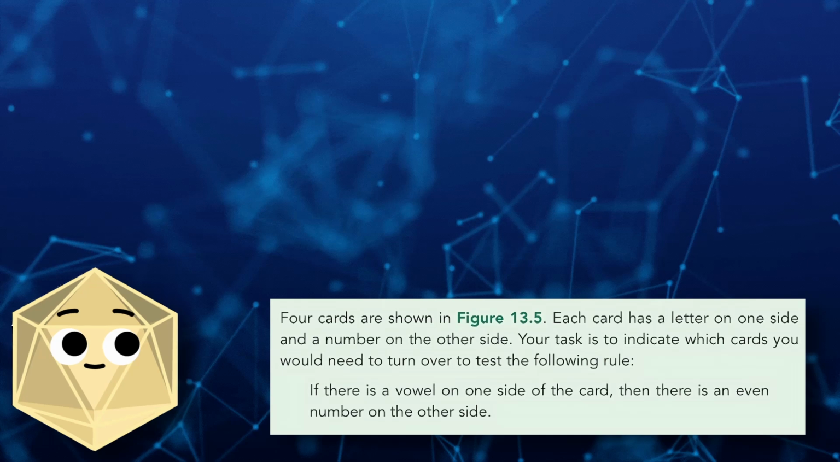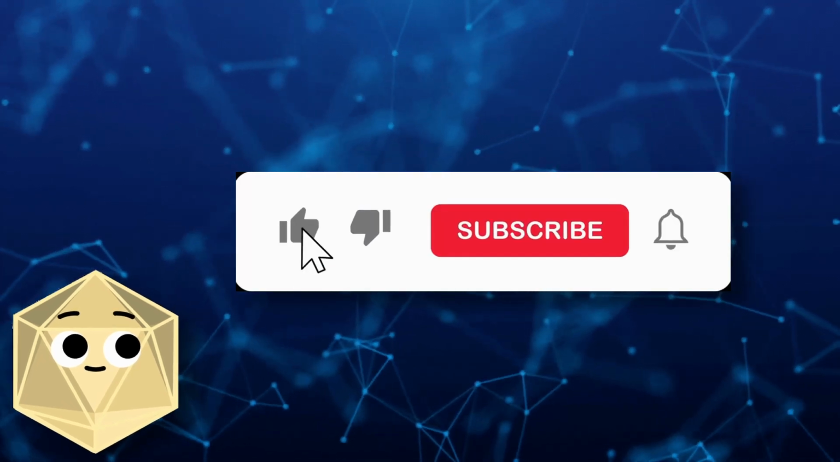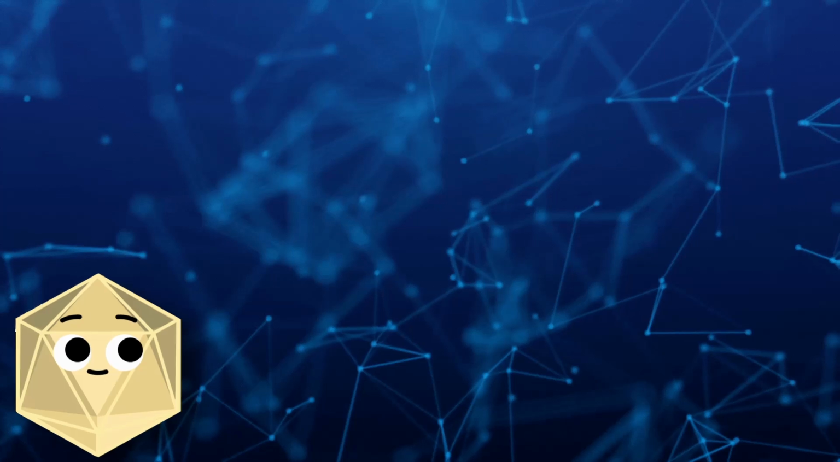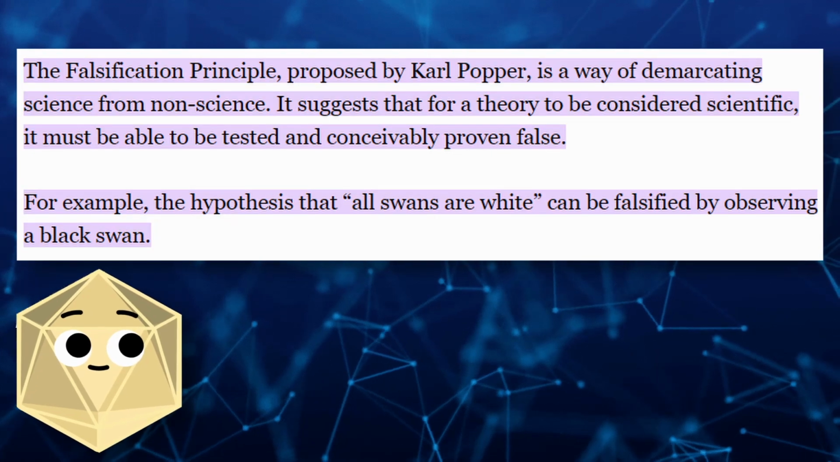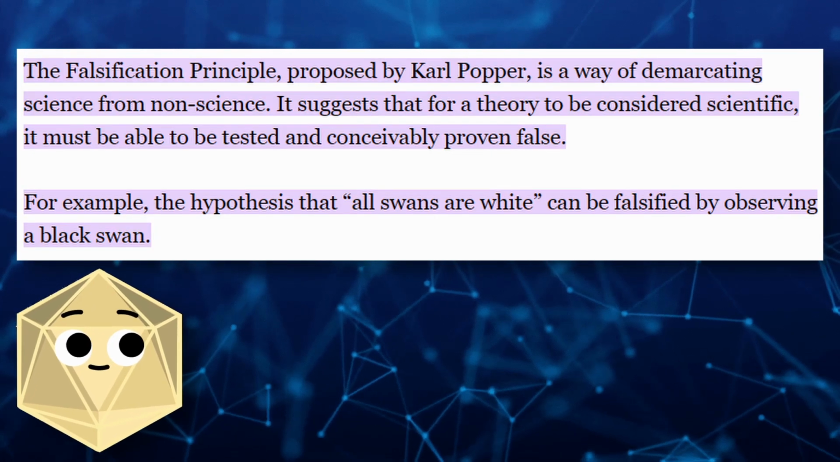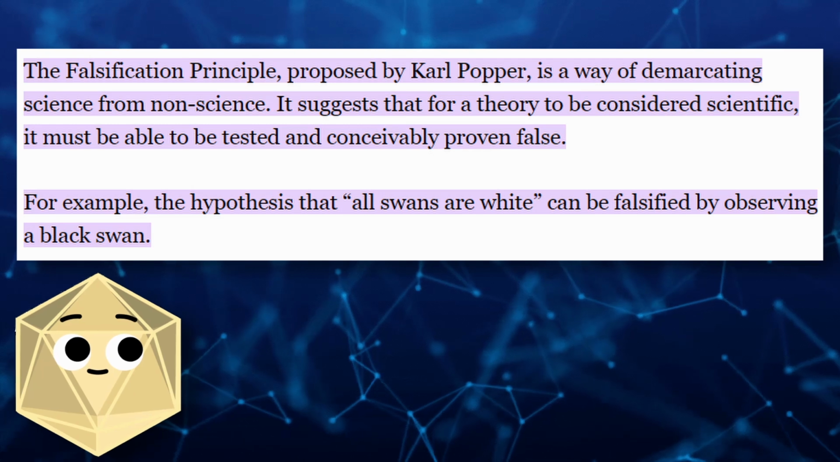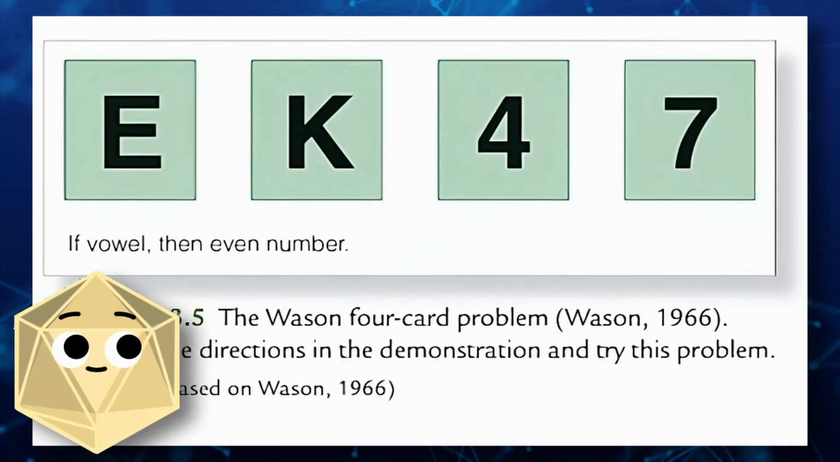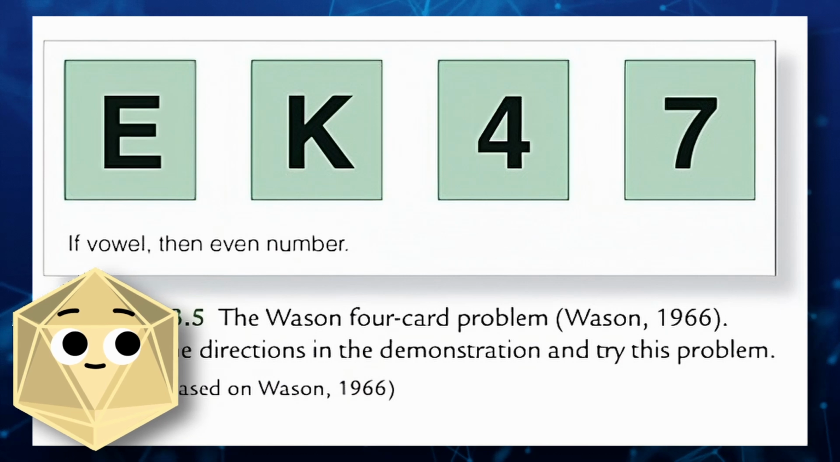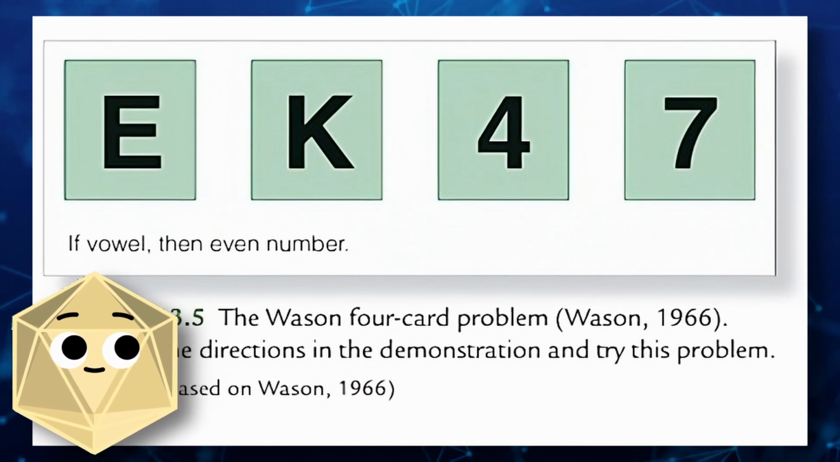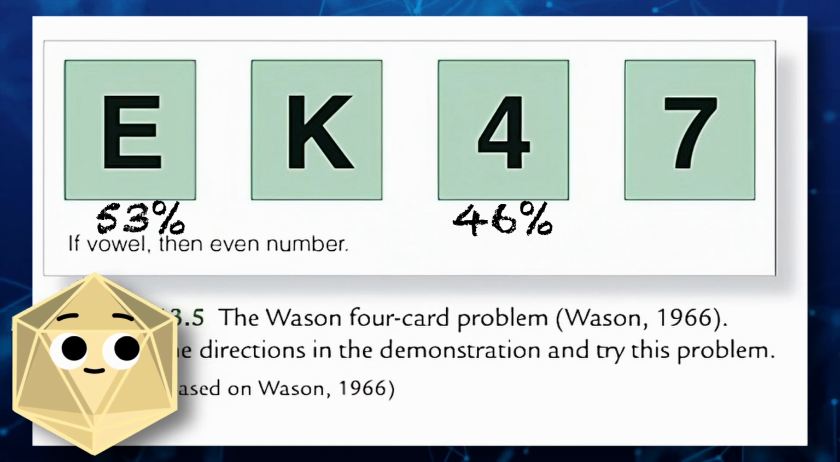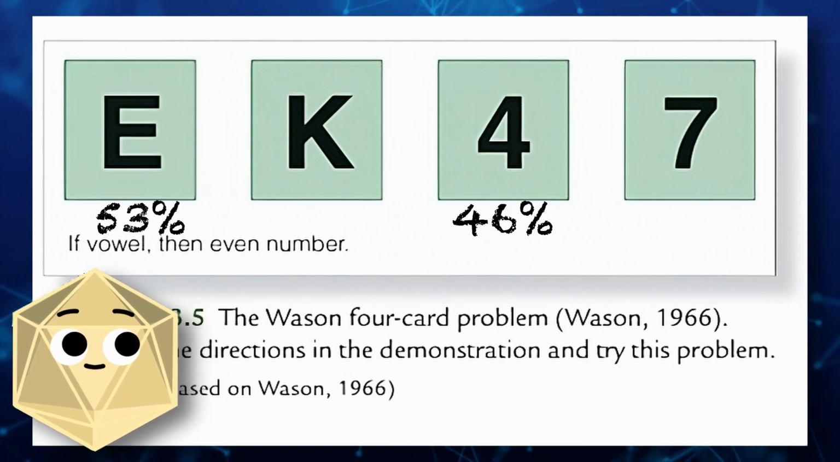Finding examples that match the rule only shows that it works in those specific cases, but it doesn't prove it universally. This is called the falsification principle, which says to test a rule, you need to look for situations that could falsify it. So prove it false, basically. This experiment is known as Wason's 4-card problem. Wason asked participants the same question I just asked you. Out of all the participants, 53% chose E, and 46% thought 4 was also necessary along with E, but only 4% got the correct answer of E and 7.